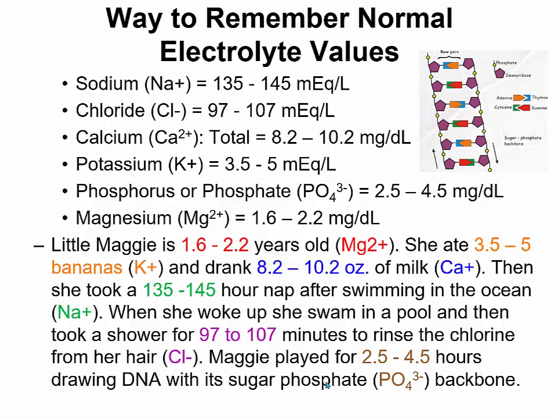That's our chloride. Maggie played for 2.5 to 4.5 hours, drawing DNA with its sugar phosphate backbone. That gives us our phosphate level of 2.5 to 4.5.